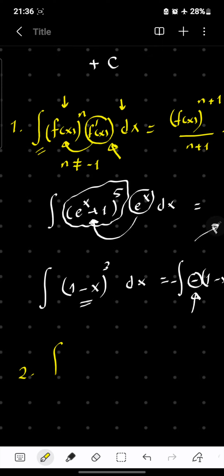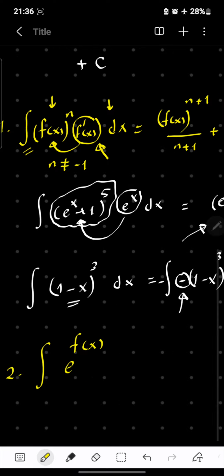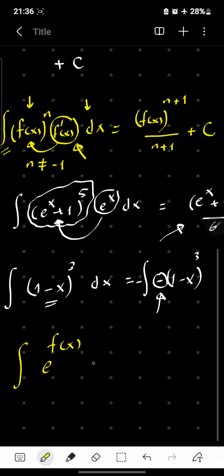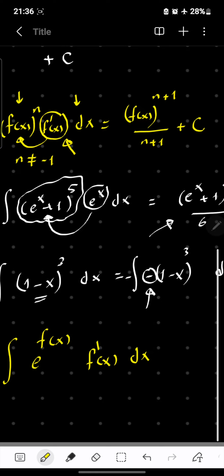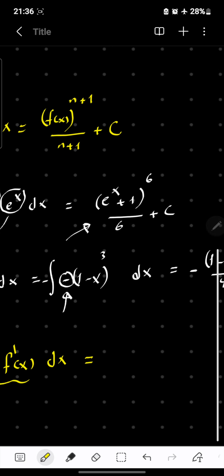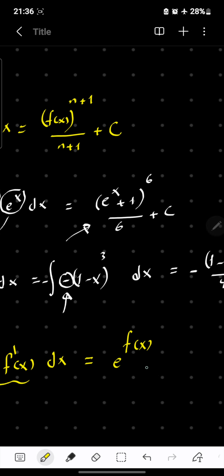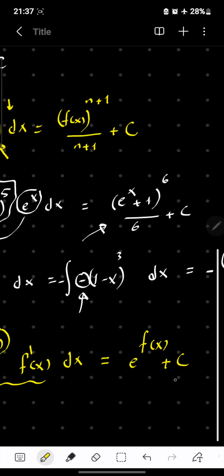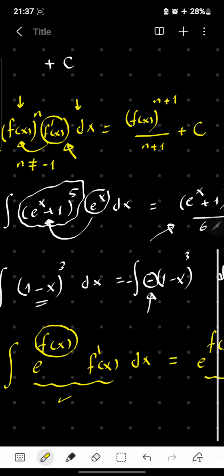And the second one: if I have e to the power f of x, an exponential function raised to the power f of x, and we have here the derivative of f of x dx. What is the function whose derivative is this? It's an exponential function. You write the exponential function as it is and multiply it by the derivative. So if we face an integral in this form, and the derivative of the power is already inside the integral, the integral will be e to the power f of x plus c. When you differentiate this one, you get this integral.